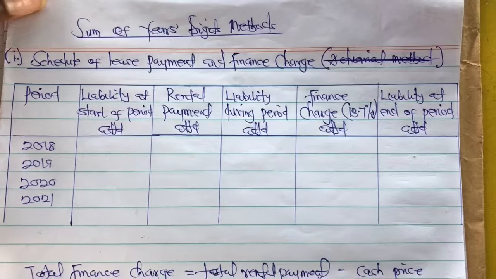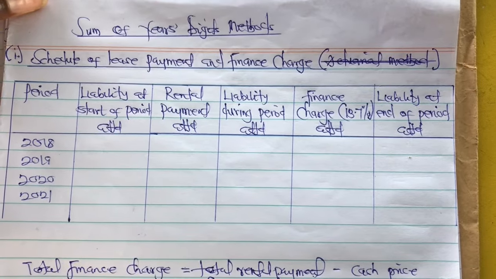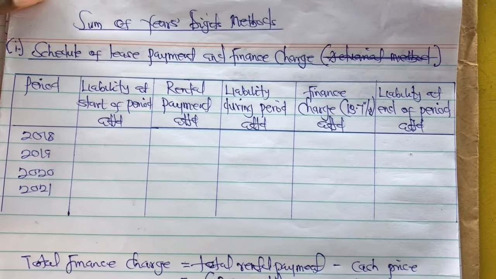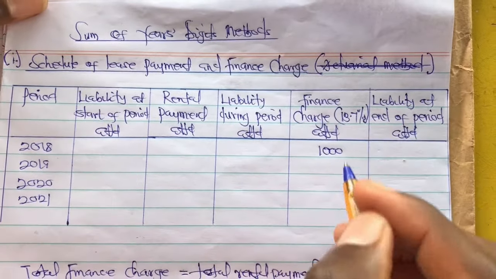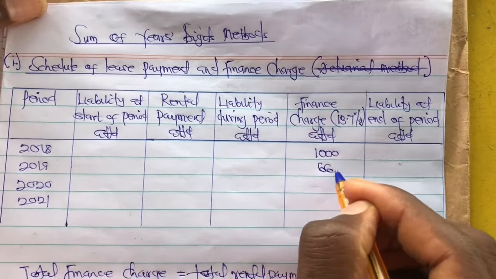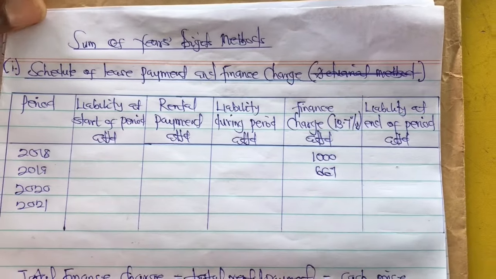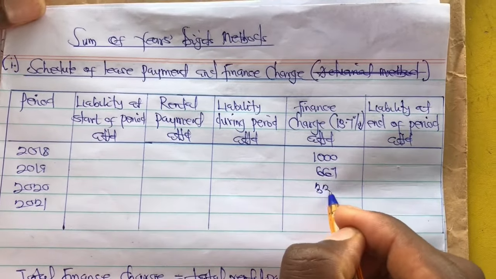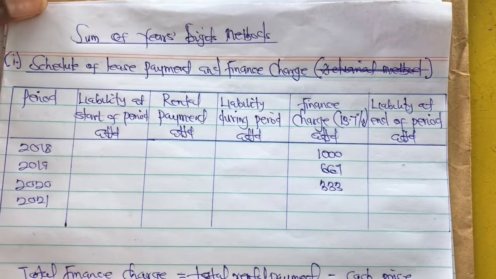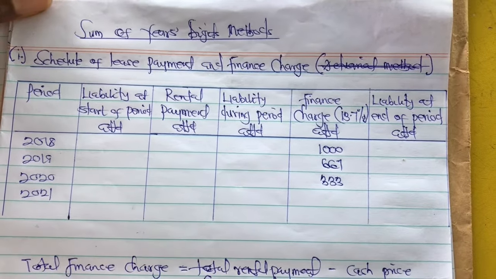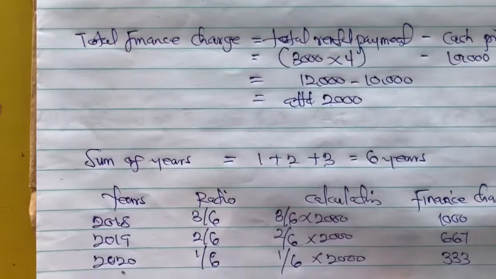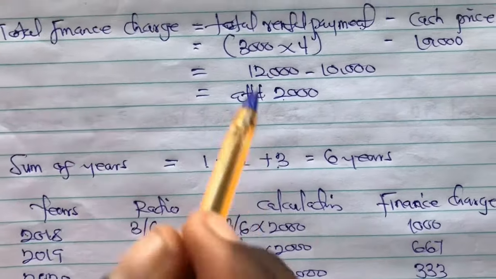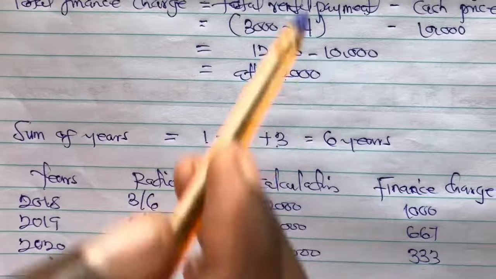2021. As I was saying, we already determined the finance charge for the remaining 3 years. Okay, that is for the first year it was 1,000 Ghana cedis, 666 Ghana cedis, and we have 333 Ghana cedis. Is that clear? So that is what we've calculated over here. Okay, as you can see, this is what we've already calculated. Okay, so I've just transferred it from here to the schedule.